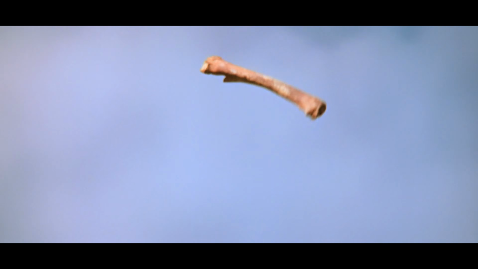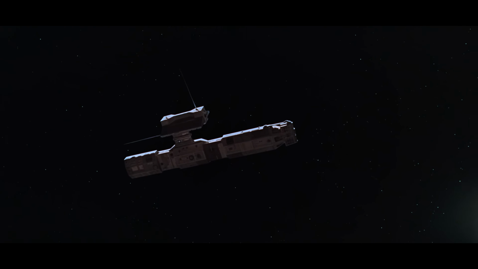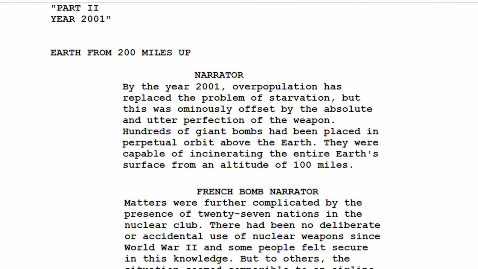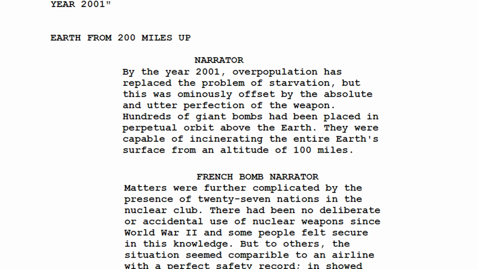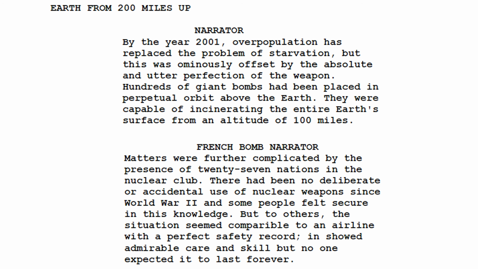They are now the dominant tribe here, because they've learned how to use weapons, how to use tools. When he throws that in the air, and it transforms in a match cut into a space vessel, that is actually a flying bomb. Now in the script, there's a whole voiceover narration that explains what that ship is and what others like it that we see are.